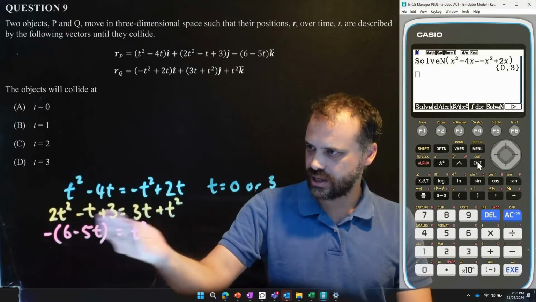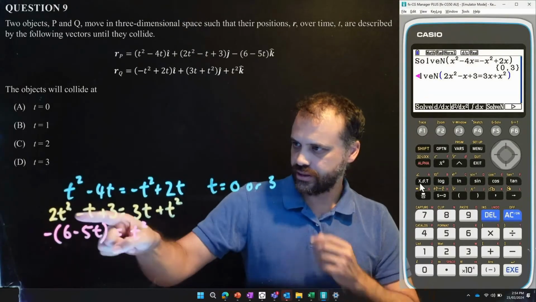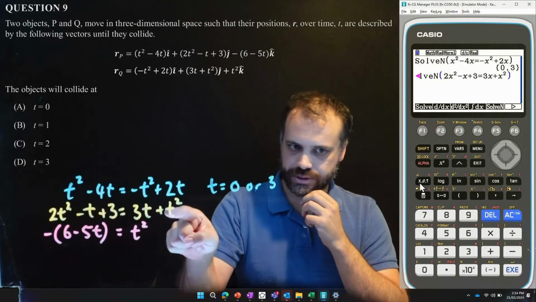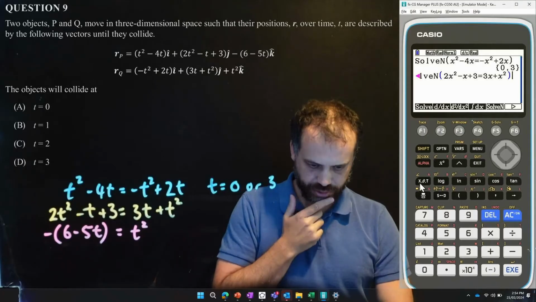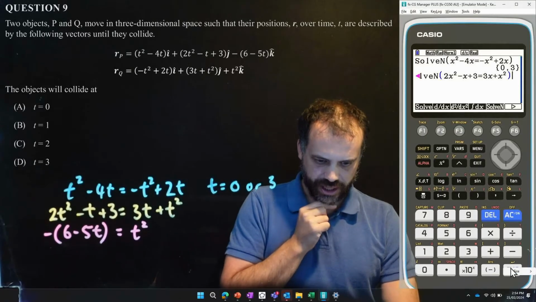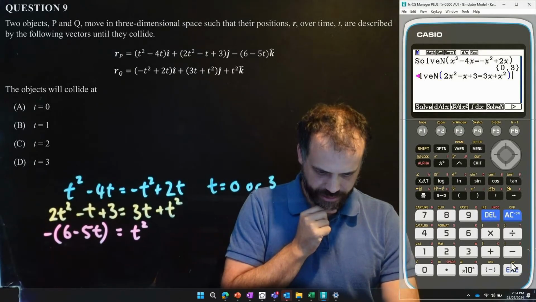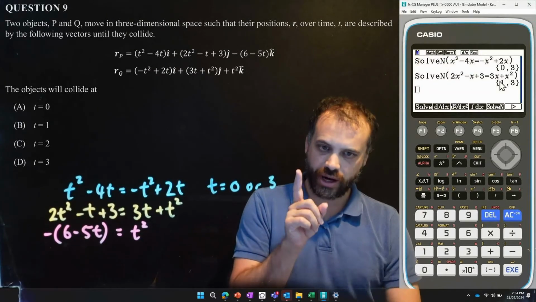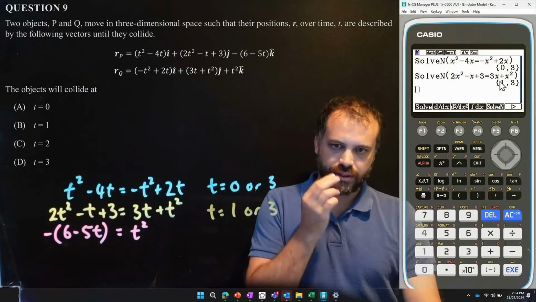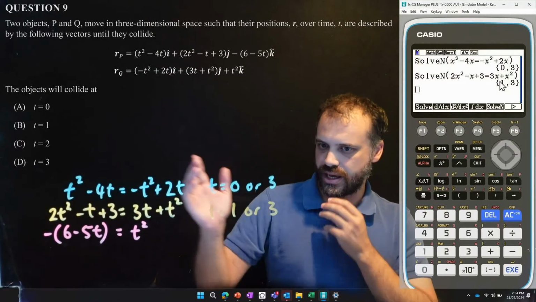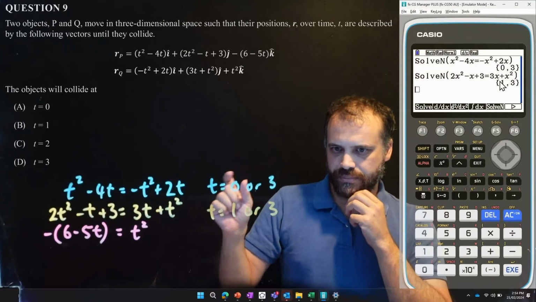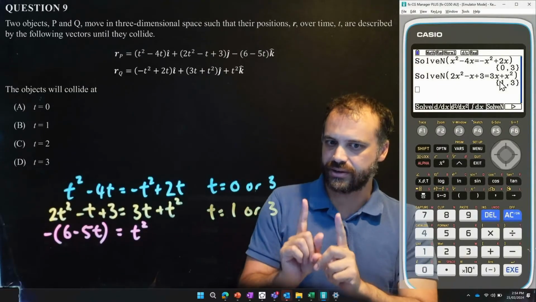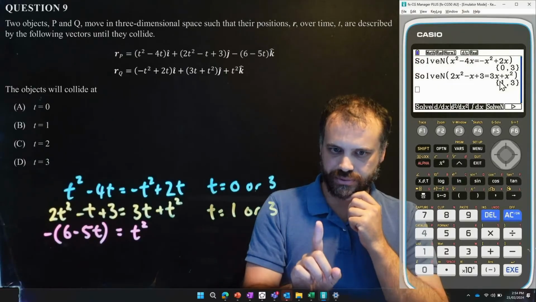All right, do the same. Solve this one. Double check. 2x squared minus x plus 3, 3x plus x squared, x's instead of t's, and we calculate it. Come on, do it. And it gives us 1 or 3. So I'll write that down. Okay, so it seems to me that the answer must be D because the x and y coordinates of our two particles are the same only at time 3.